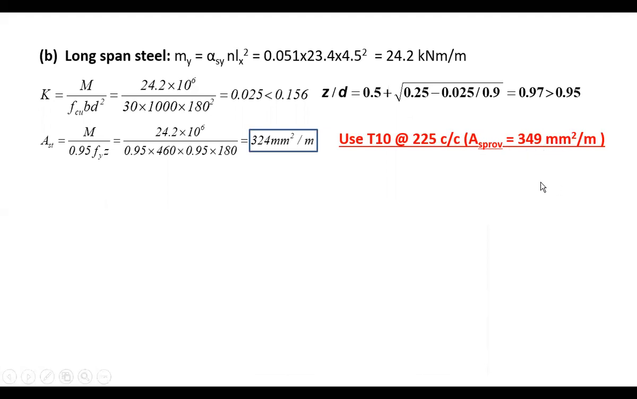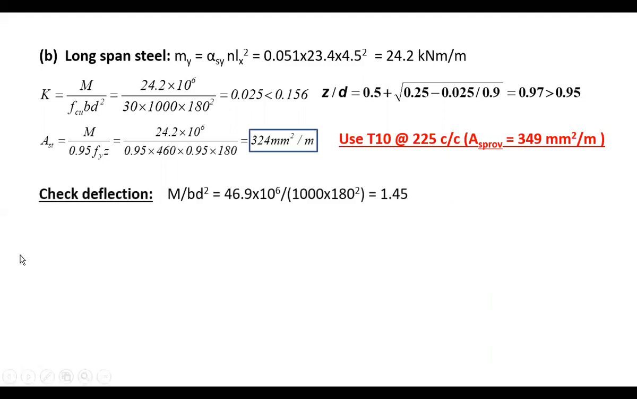By doing that, we design the slab in both the short direction, and we got the reinforcement, and we got the reinforcement also in the long direction, as we have seen. But this is not the end. You have to make your checks. So we can start by checking deflection.